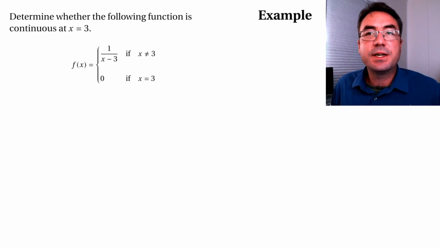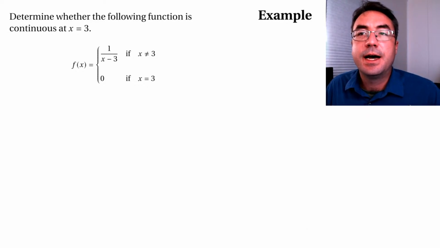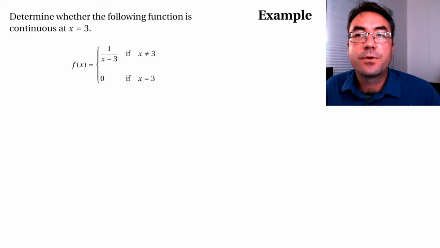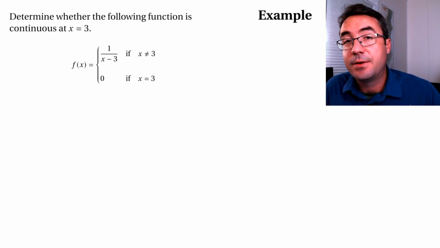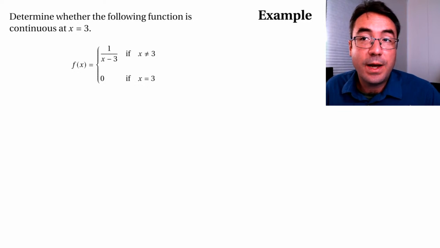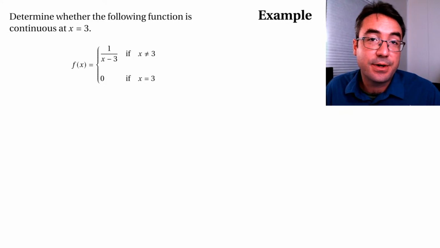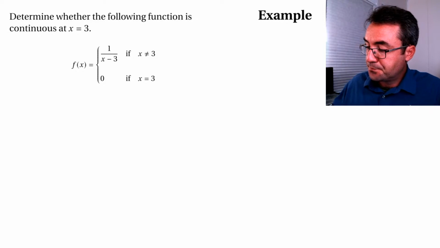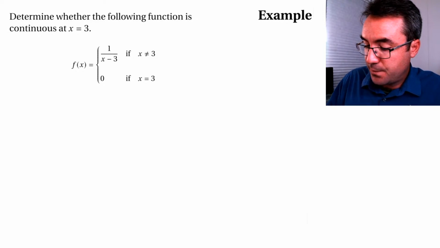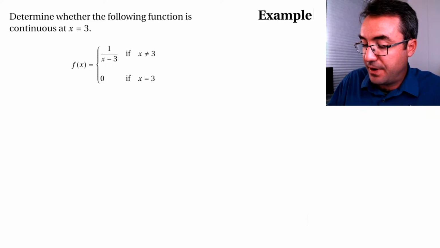So here another piecewise function. We're given the function 1 over x minus 3 if x does not equal 3. And then we're defining it to be 0 when x is equal to 3. And we want to see if this piecewise function is continuous or not at x equals 3. So we start off the same way. First thing we do, just make sure the function is actually defined.